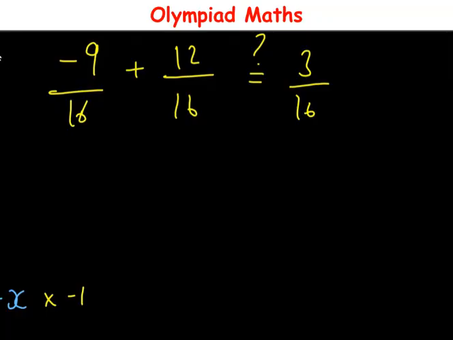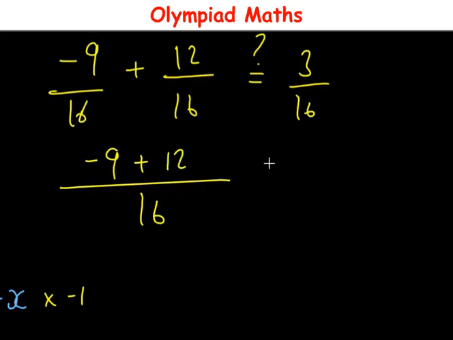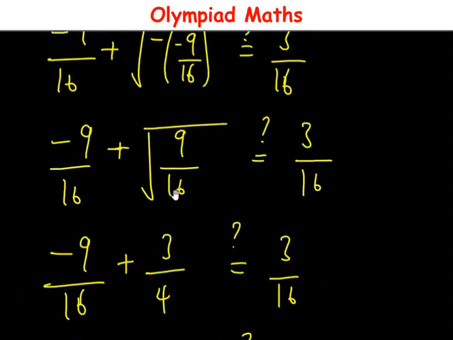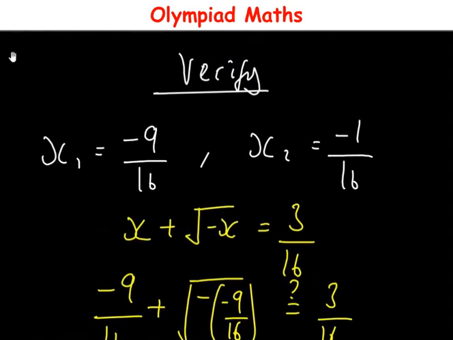And with this, the next thing is to look for the LCM of this, which is simply 16. And with this, we have minus 9 plus 12 over 16, with this equal 3 over 16? Now, minus 9 plus 12 is simply 3, so 3 over 16. Okay, and this equals 3 over 16. So this means that since they're equal to each other, the value of x1 right here is the correct solution for the given question.